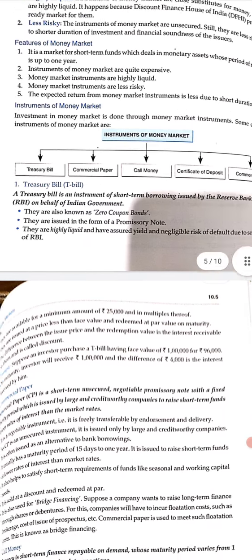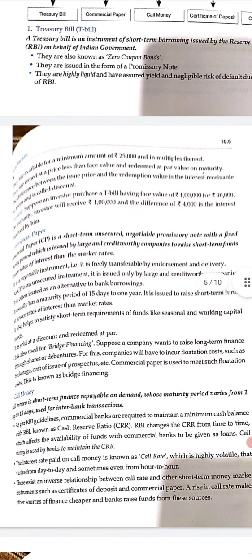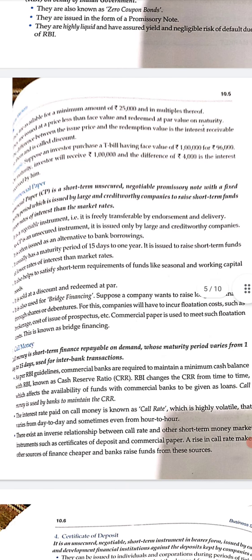Next one is commercial paper. Commercial paper is a short-term, unsecured, negotiable promissory note with a fixed maturity period which is issued by large and credit-worthy companies. A commercial paper is issued by a credit-worthy company to raise short-term financial needs at lower rates of interest than the market rates. It is a negotiable instrument, freely transferable by endorsement. A commercial paper is unsecured investment issued only by large credit-worthy companies.